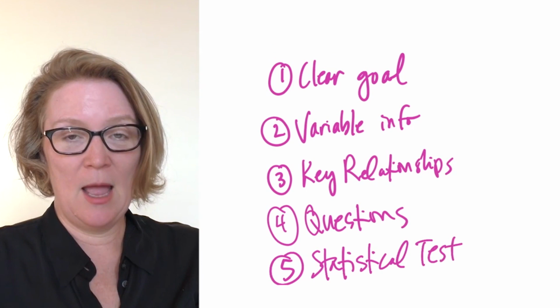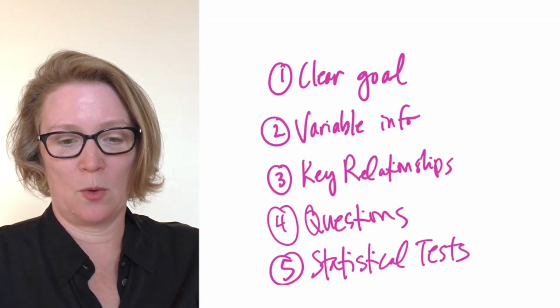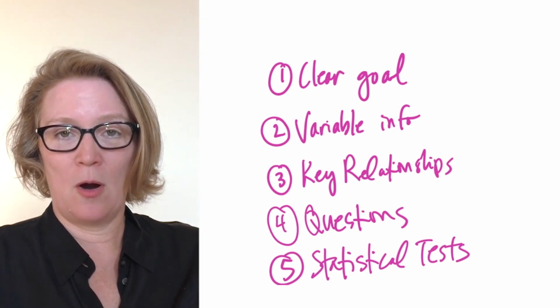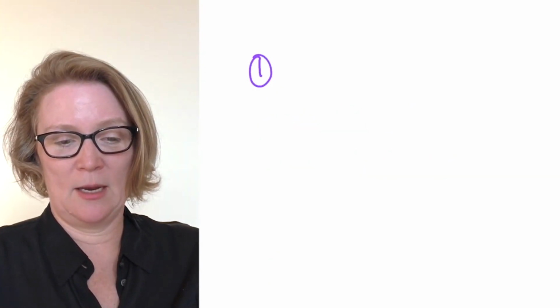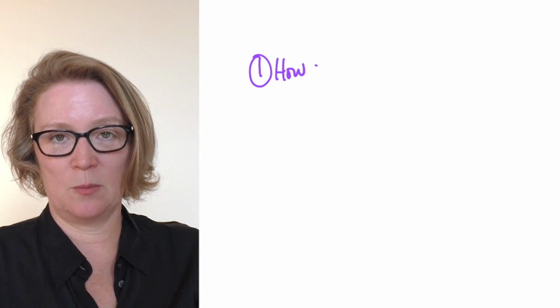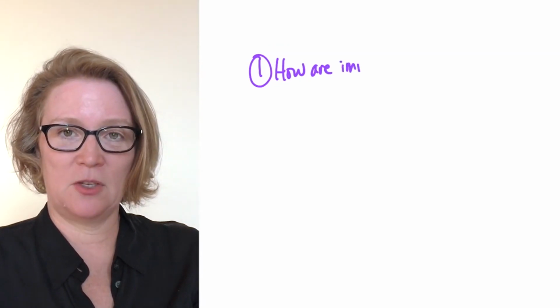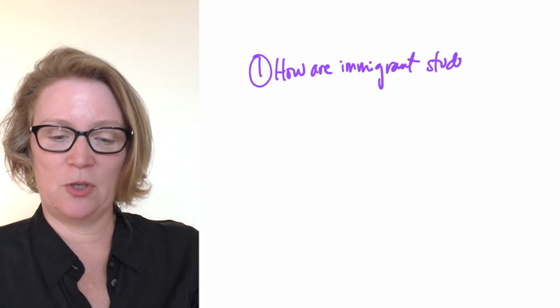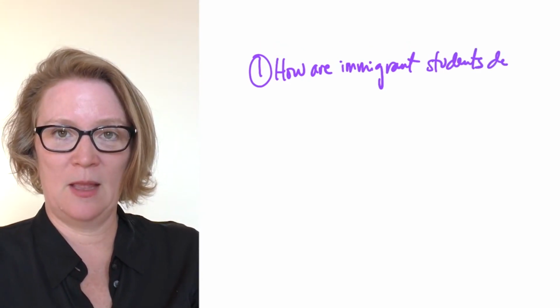So for example, with our emerging story, we are going to be asking the question, how are immigrant students doing in school in terms of a sense of belonging and math achievement? And how are those things related to how many other immigrant students there are in the school?